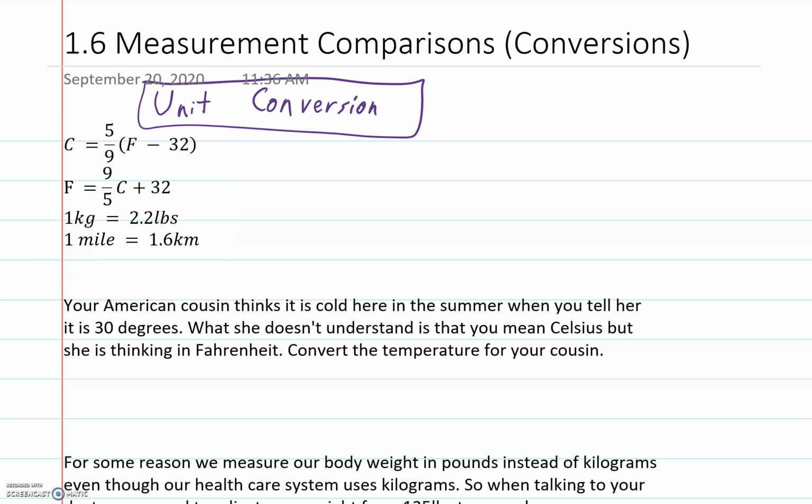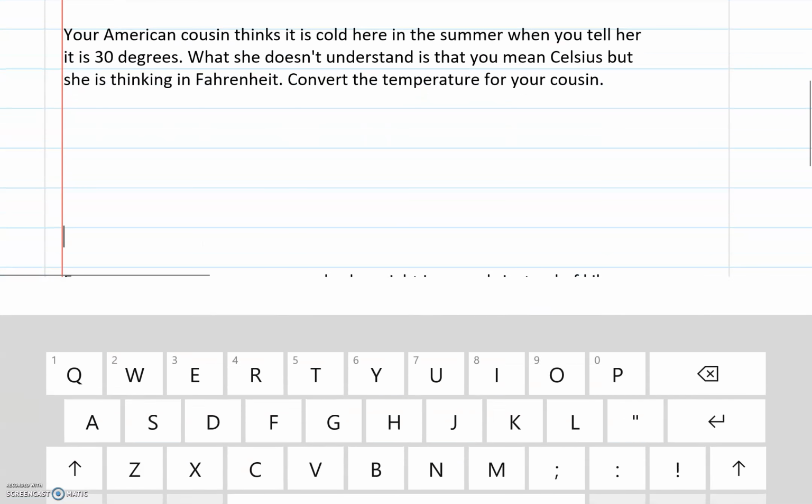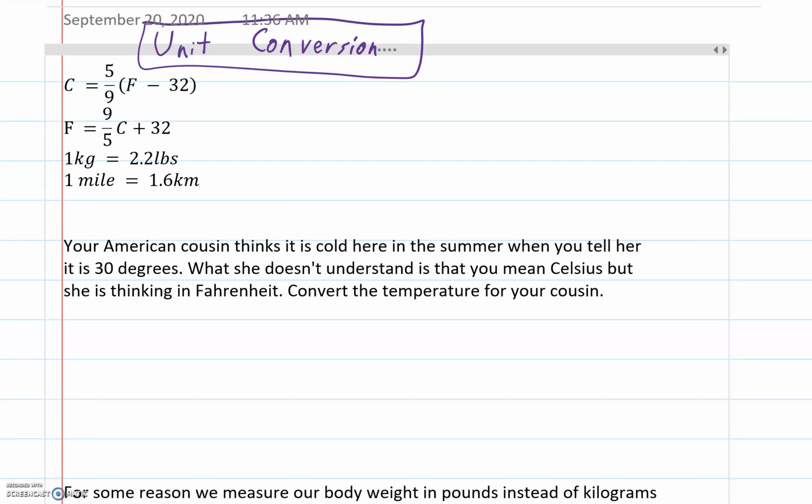Okay. So, your American cousin thinks that it is cold here in the summer because you once told her that it is 30 degrees. What she doesn't understand is that you mean Celsius, but she is thinking in Fahrenheit. Convert the temperature for your cousin. We need some space to work with. So, your cousin needs Fahrenheit.